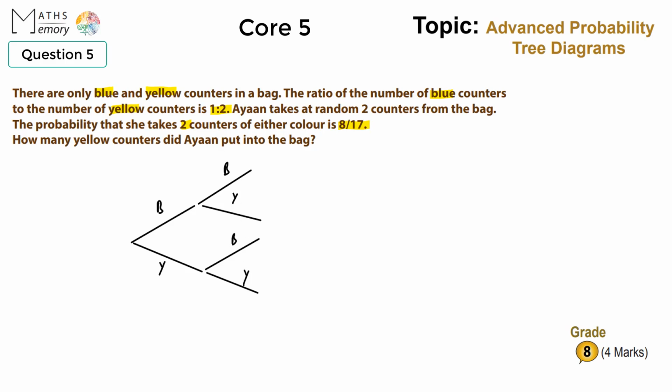Now, we don't know how many counters are in the bag altogether, but we do have a ratio over here. So we can create multiples of this ratio. If we add them together, we could say for every 3 counters, 1 would be blue. But we don't know if there are 3 counters. It could be a multiple of 3. It could be 3, 6, 9, 12, and we don't know the numerator, but we do know the fraction is a third.